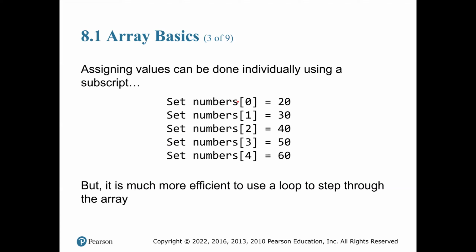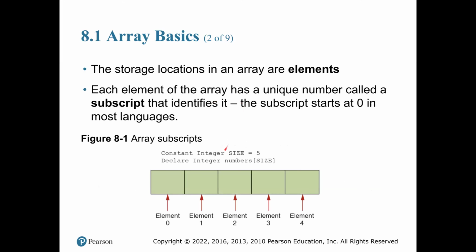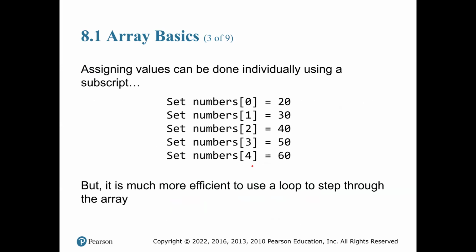We can assign values to the individual elements using the subscript notation in square brackets. So in this case, when we assign to numbers at 0, we assign it 20. So now the array is set at 20. When we create the array like this, in Java, the array is going to be initialized to the default value of the data type. So if you create an array of integers of 5, the initial value of each of these elements is going to be 0. And then here we can come in and set them to be whatever we want.